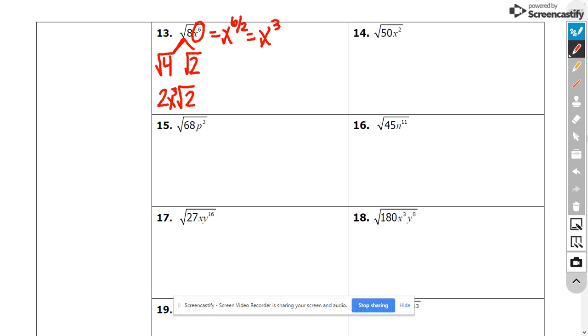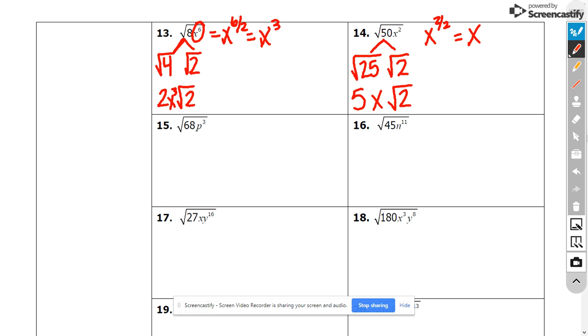All right, number 14, the square root of 50. I need to break it up into a perfect square of 25 and 2. What is the square root of 25? 5. Radical 2 comes down. Notice I leave a space because there might be a variable there. So I have x2 divided by 2 gives me just x. There are no leftovers, so I just put the x in front of the 5.